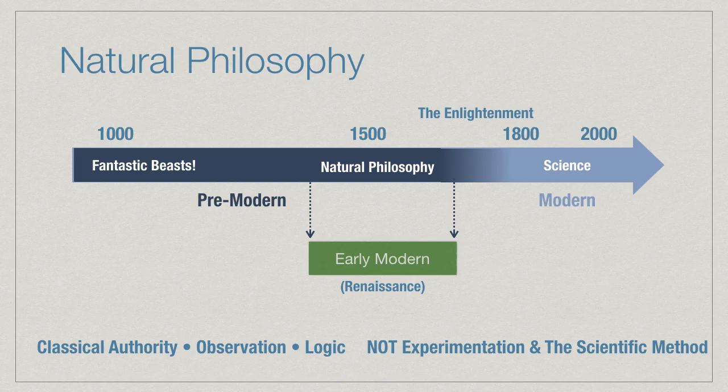All right, so we'll use the term natural philosophy, and you will be reading some pages from two natural philosophers of the early modern period. One is Edward Topsell, who wrote about animals, and one is Gerard, who wrote about plants.